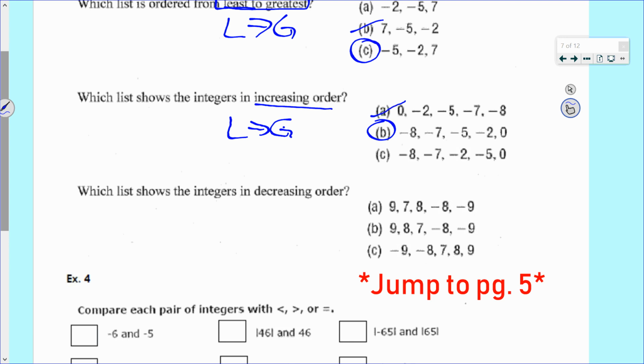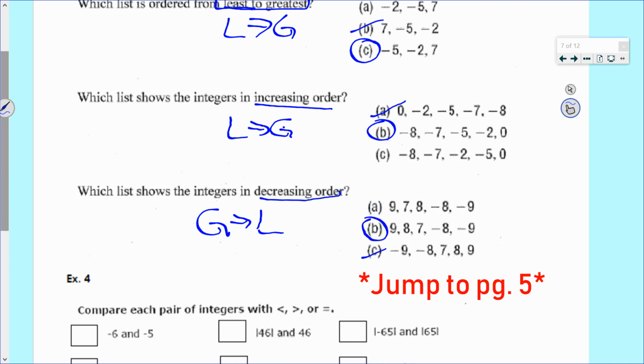And then, which list shows the integers in decreasing order? Decreasing means bigger to smaller, greatest to least. So once again, starting in negative, I know that one's not right. Which one is it? B. Guys, pay attention to everything.